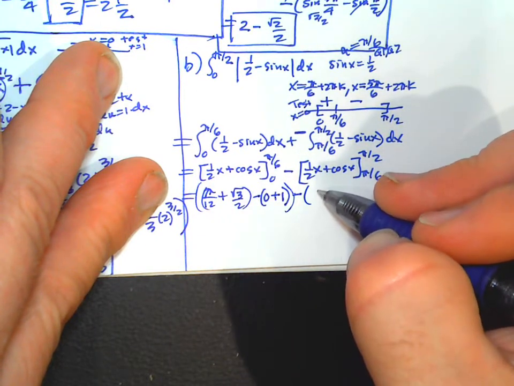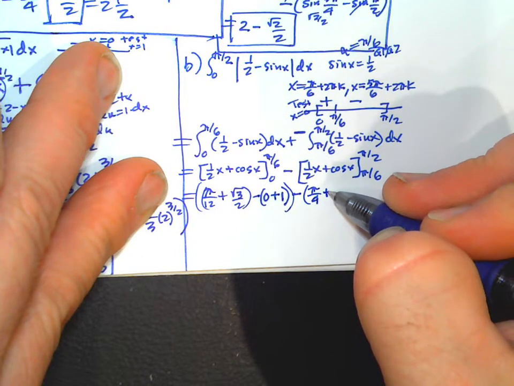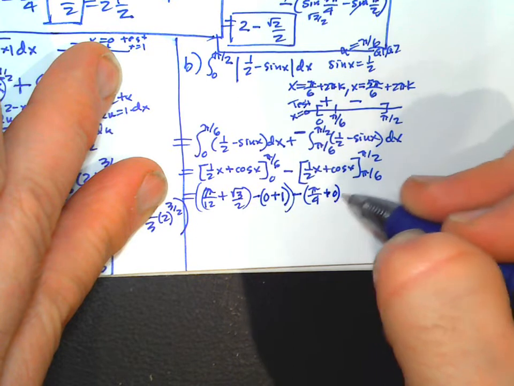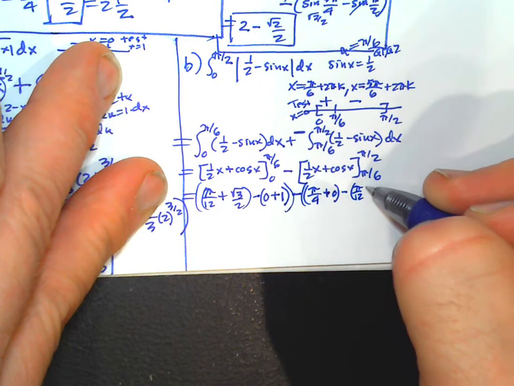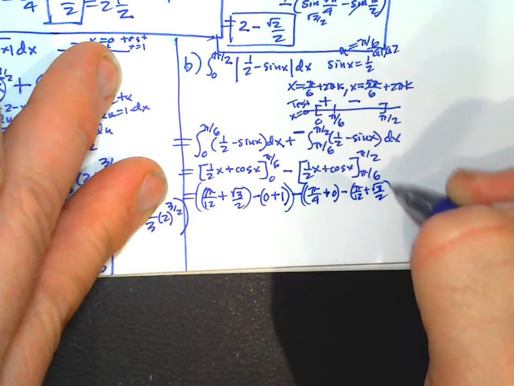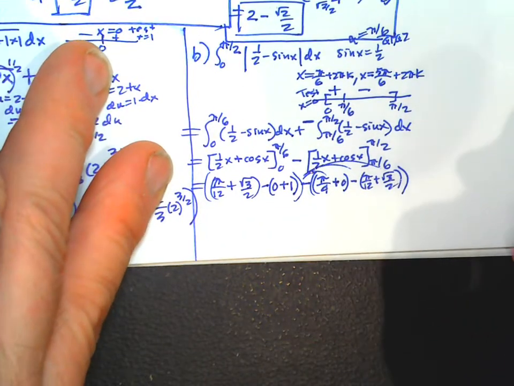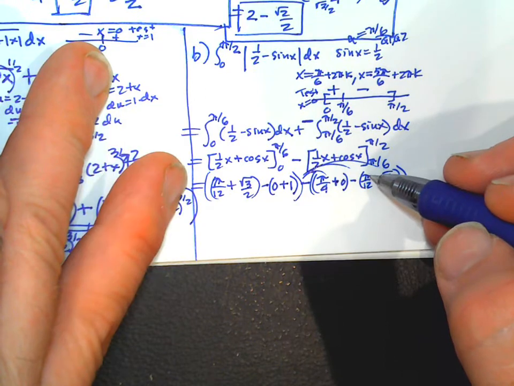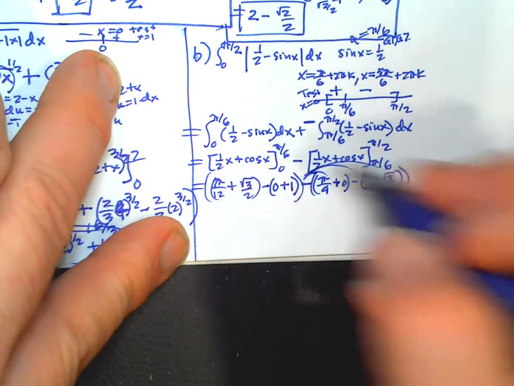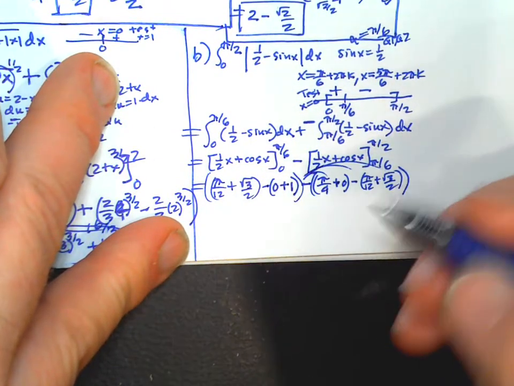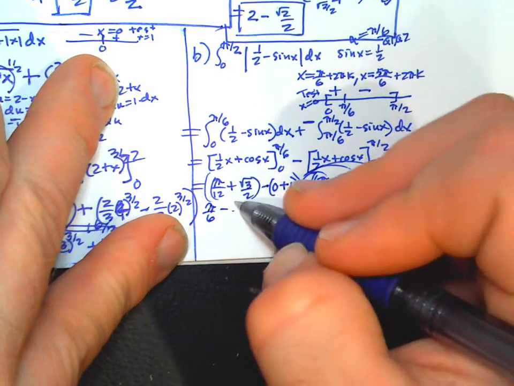So it's going to be pi over 4 plus cosine of pi over 2, which is 0, minus pi over 12, cosine of pi over 6 is root 3 over 2. And we've got to distribute this negative. Okay, so we have pi over 12 plus another pi over 12 minus pi over 4. So we have pi over 12 plus pi over 12 is 2 pi over 12, which is pi over 6, minus pi over 4.